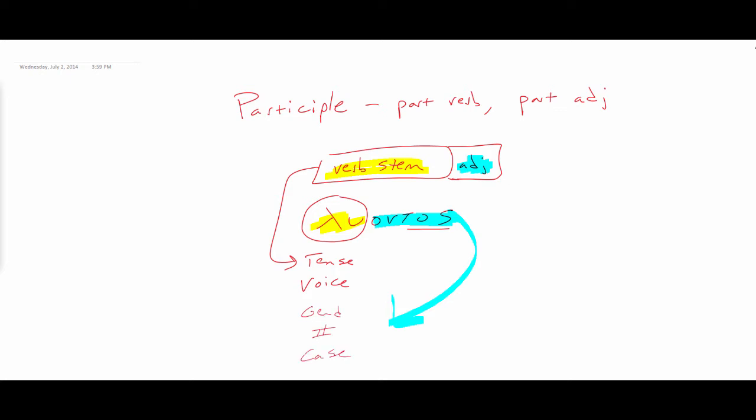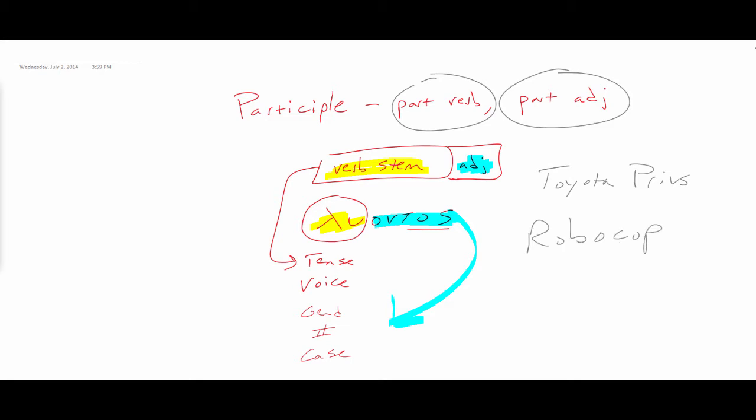I tell students that as a hybrid, part verb, part adjective, the participle is kind of like the Toyota Prius. Right? It's a hybrid. It's part gasoline motor, part battery powered. Or for you 80s kids out there, it's like RoboCop, who is part human and part machine. What do I mean by this?